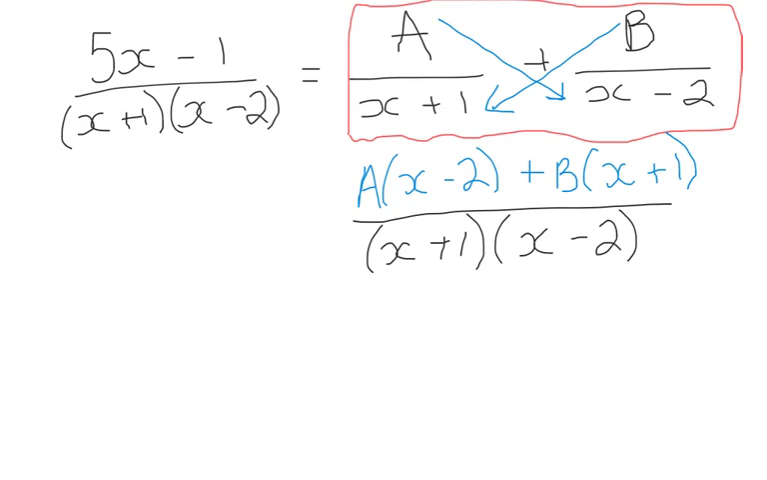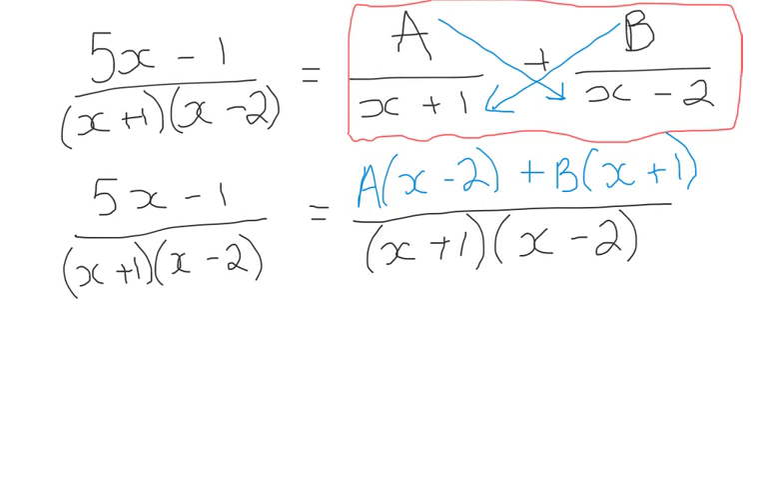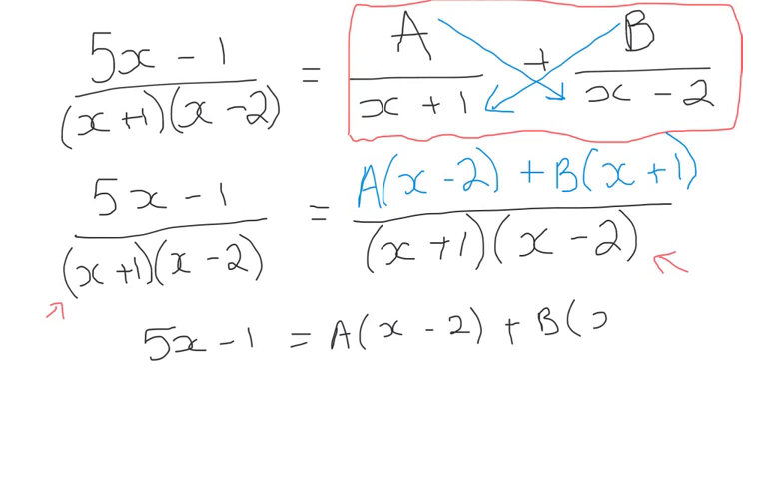Therefore, we know that all of that on the right hand side is equal to 5x subtract 1, if we choose the correct values for a and b. So working backwards, we're trying to find out what a and b are. Here, both sides of my equation have the same denominator, so we can equate the numerators. 5x subtract 1 is equal to a bracket x subtract 2, add b bracket x plus 1. And now we have to find out what a and b are.